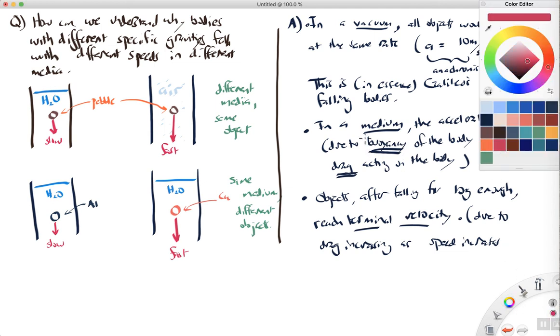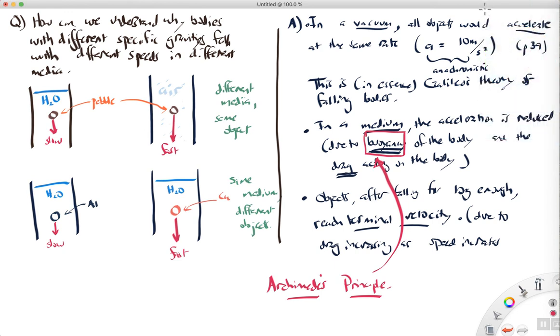Okay, so in order to understand the effect of buoyancy on falling objects, we need to understand something called Archimedes' Principle. Archimedes' Principle. This is going to help us understand drag, and that will help us understand how a medium can reduce the speed of a falling object. So in my next lecture, I want to focus on Archimedes' Principle.